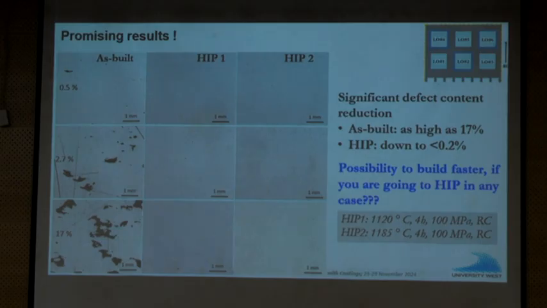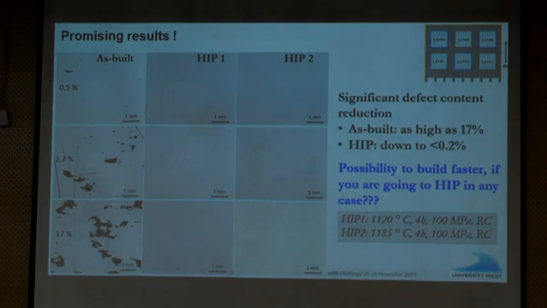But in this case, they are intentionally produced. We have produced those defects ourselves on purpose. So, initial as built under normal cases, 0.5 to 0.7, that I showed you earlier. If you build a little bit faster, 2.7% defects. If you build it very fast, 17% defects, and then we HIP it. Voila, everything gone. And that is what we wanted to try and show.